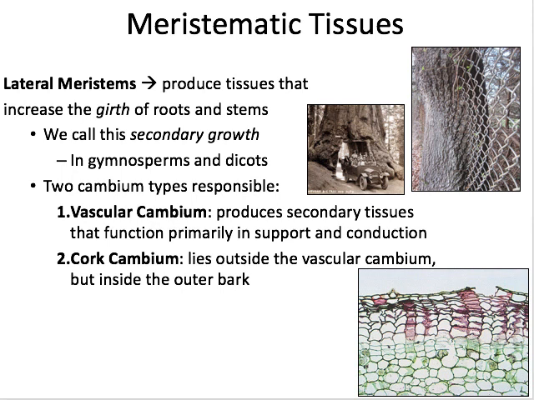The vascular cambium produces secondary tissues that function primarily in support and conduction, and the cork cambium lies outside of the vascular cambium, but inside of the outer bark. And both of these are essential for allowing these trees to grow.